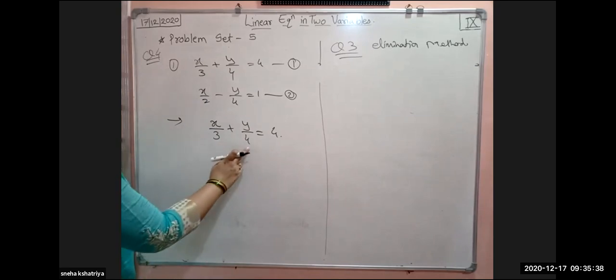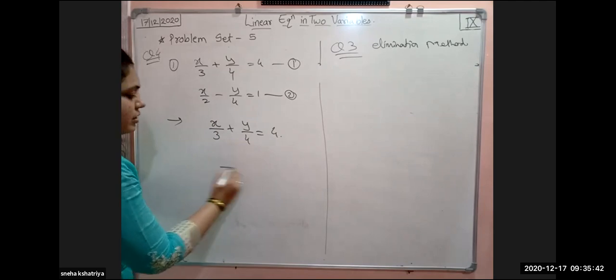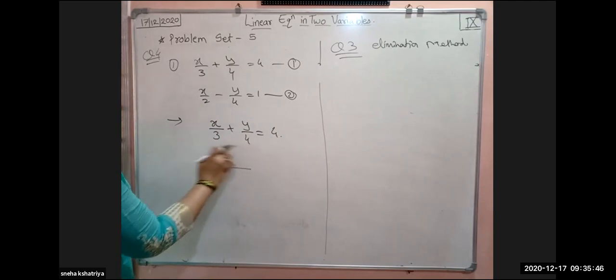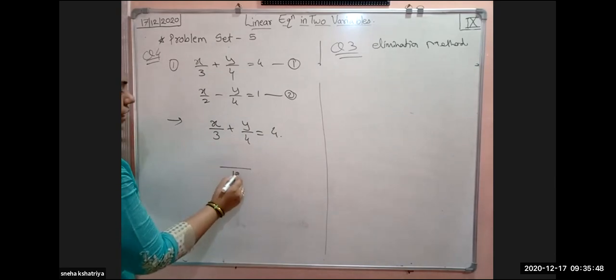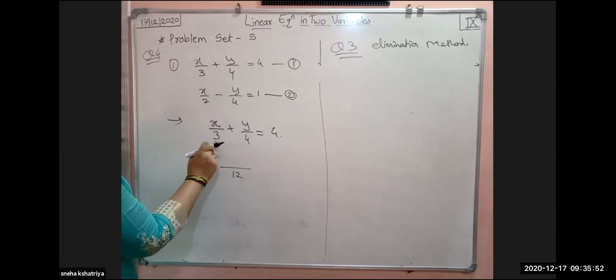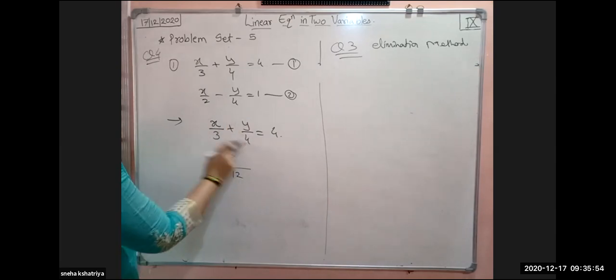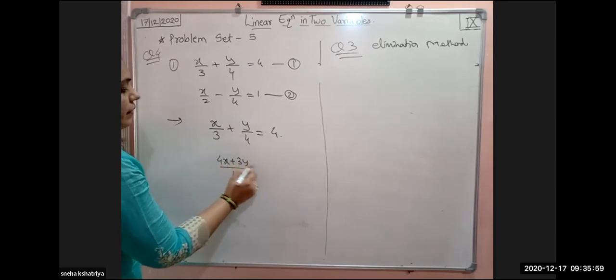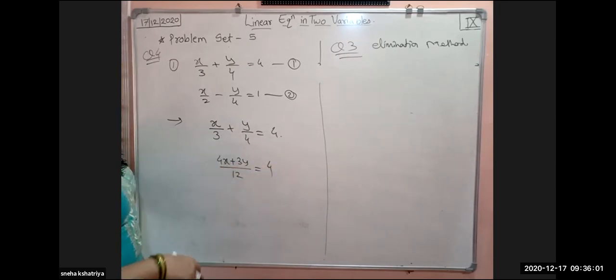Okay. So here you have to take the LCM, which means you have to make the denominators the same. So how are we going to take the LCM? First, the common denominator: 4 into 3 is 12. And now cross multiply: 4 multiplies 3x and 3 multiplies y. So 4 into x becomes 4x, plus 3 into y becomes 3y, which is equal to 4 as it is.